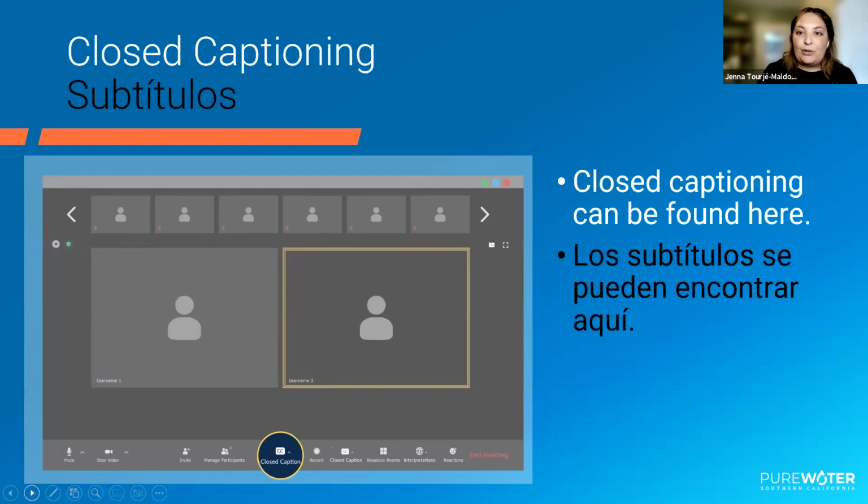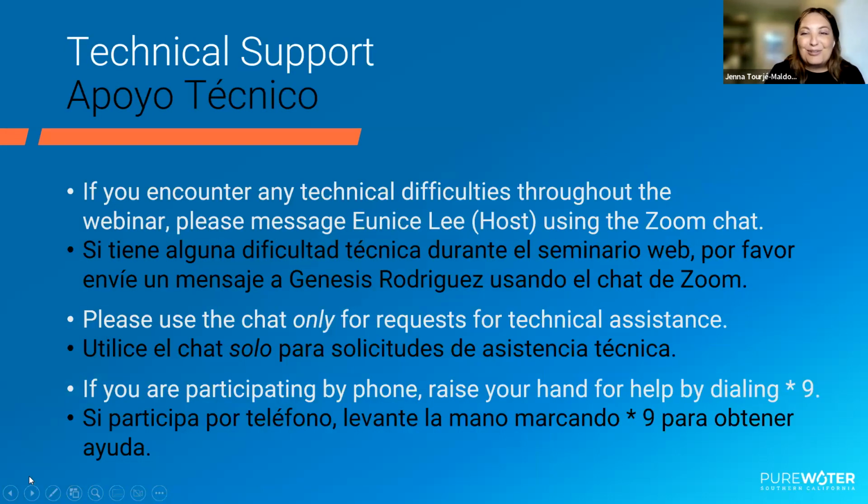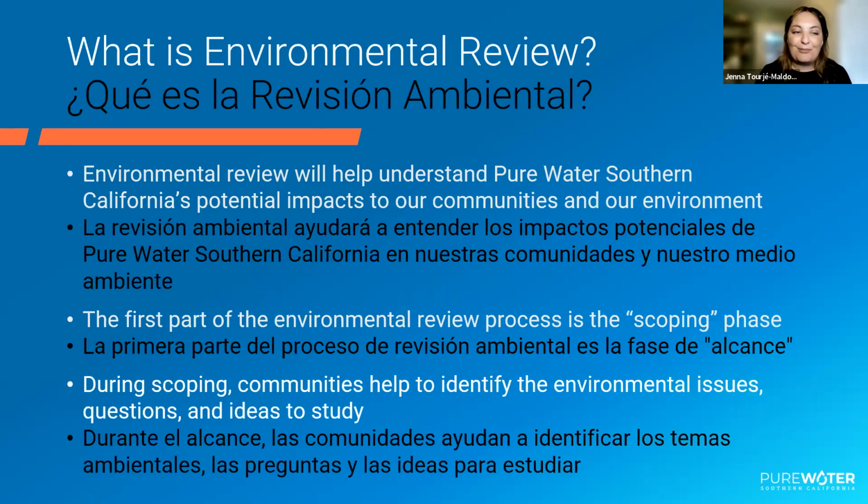Along with ASL interpretation, we will also have closed captioning that can be found at the bottom of your screen if you wish to use it this evening. We are here to provide technical support as well. If you encounter any difficulties tonight, we have Eunice Lee, who is able to support. You can use the chat for technical assistance only, please. If you are participating by phone and need technical assistance, you can dial *9 and we will connect with you. If you are in the Spanish interpretation channel, you can message Genesis Rodriguez for technical support as well.